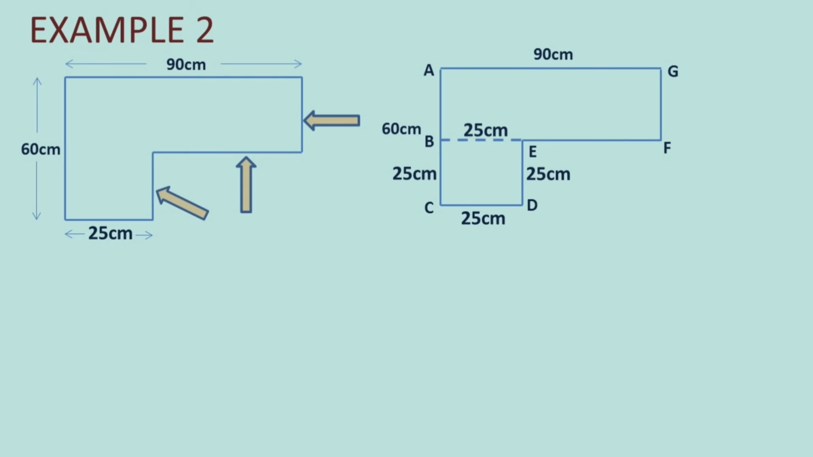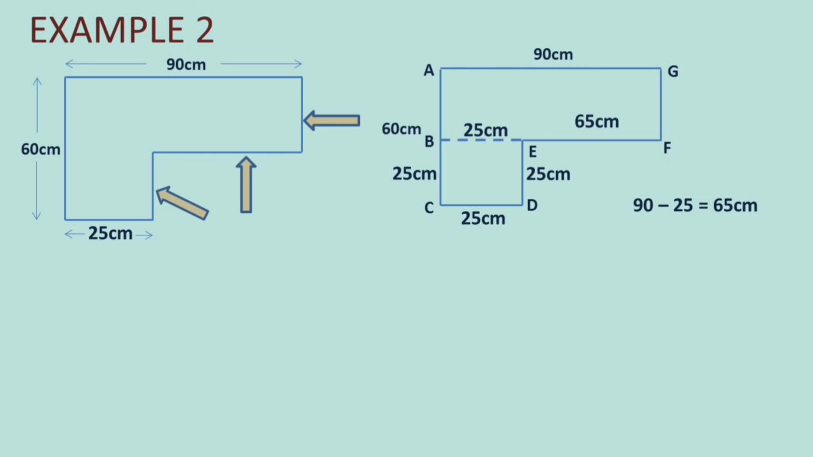Also notice that ABFG is a rectangle. Recall that the opposite sides of a rectangle are parallel and equal. This means that AG is equal to BF and AB is equal to GE. So if AG is equal to 90 cm, BF will also be equal to 90 cm. To get EF, subtract 25 from 90. Hence, 90 minus 25 will be equal to 65. Therefore, EF is equal to 65 cm.